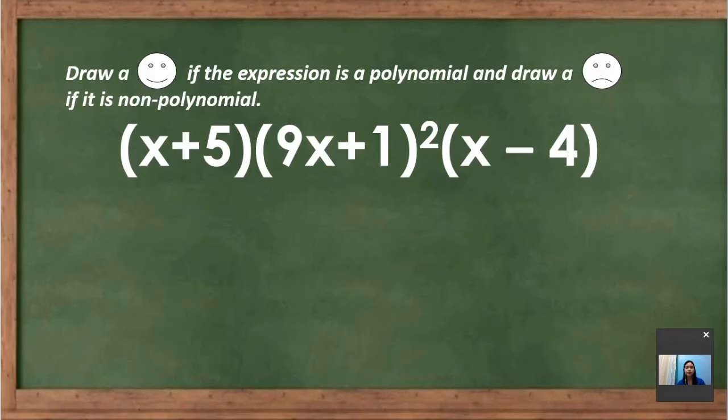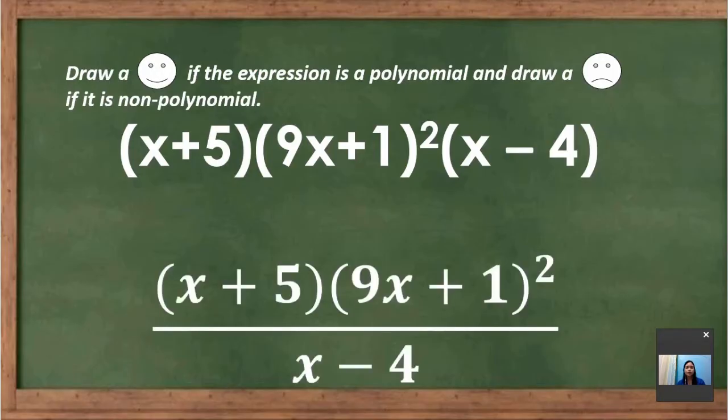Next pair of expressions, we have the quantity of x plus 5 times the quantity of 9x plus 1 squared times the quantity of x minus 4. And then we have the quantity of x plus 5 times the quantity of 9x plus 1 squared all over x minus 4. So what's the difference between these two expressions?